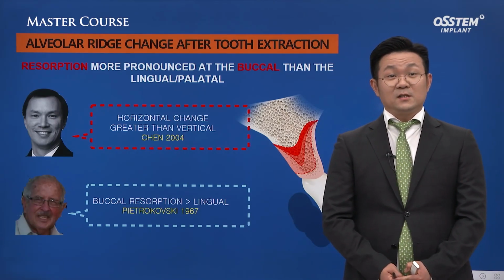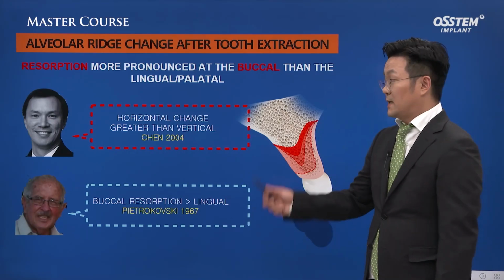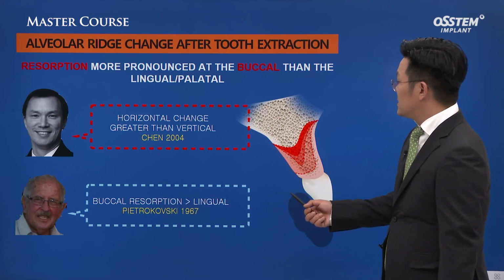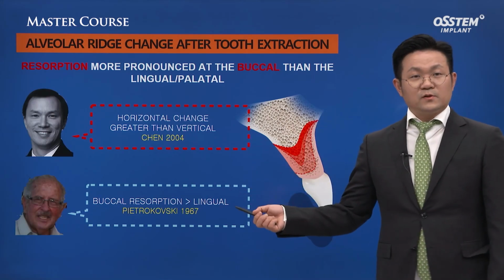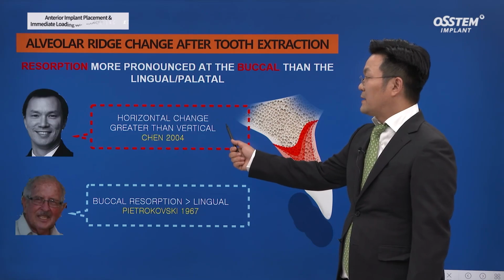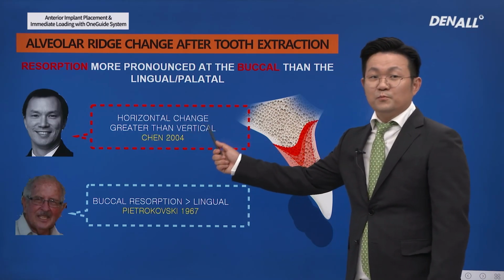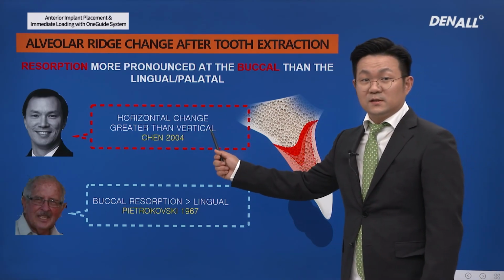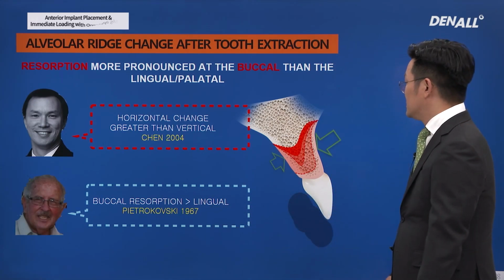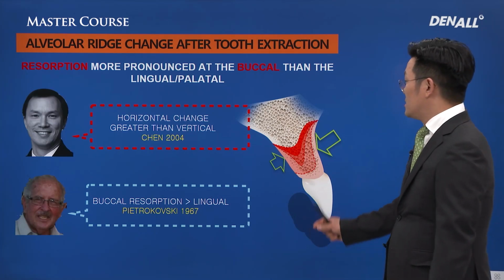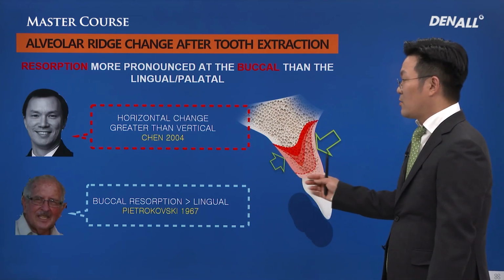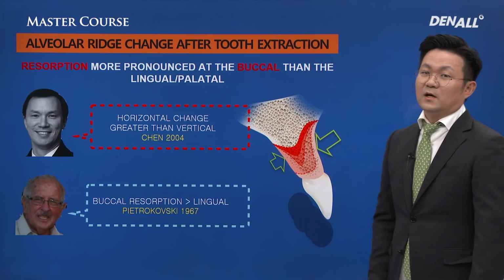So why immediate placement? As many journals say, after extraction, we have a lot of bone resorption, and a lot of literature says that horizontal change is greater than vertical in terms of resorption, and buccal has more resorption than on the lingual side. So after extraction, we have weaker bone, and there is more resorption on the buccal side and more horizontal side.